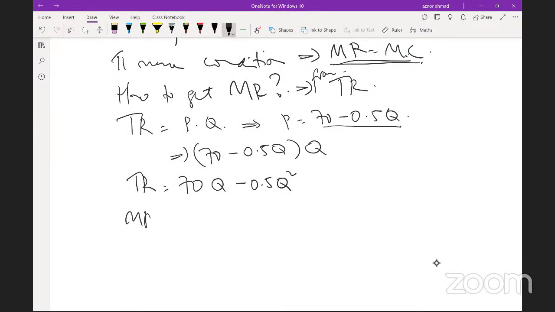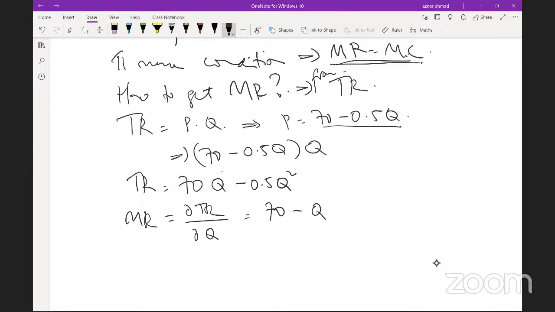And how to get the marginal revenue from the total revenue? This is a little bit of calculus. You differentiate the total revenue by Q. When you differentiate this, this Q is Q to the power of 1. When you don't have any power there, it's actually Q to the power of 1. So the 1 comes in front. I'm assuming you guys already learned this in your maths. So if you differentiate the total revenue by Q, you will get 70 minus 1Q, right?